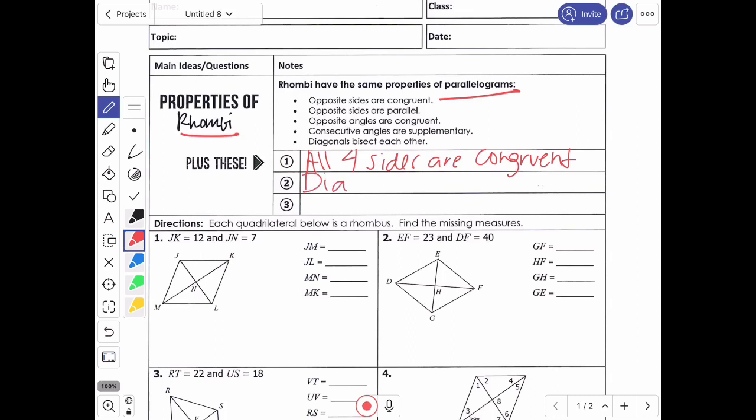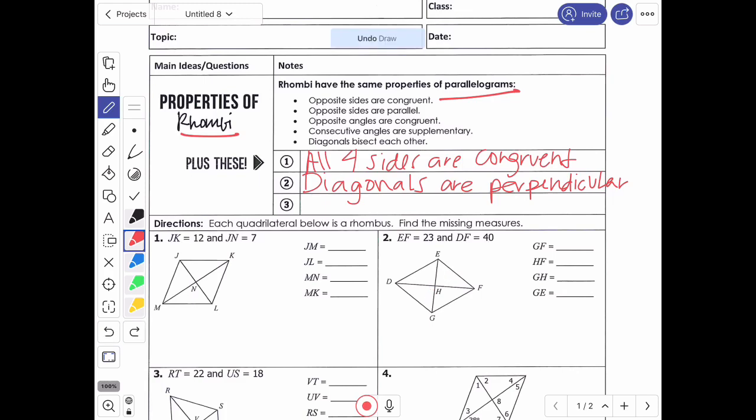Hopefully we remember what perpendicular means. That means where they meet, they're forming a right angle. Okay, so if you look at this rhombus down here, that would be a right angle, that would be a right angle, there's a right angle, and so on and so forth.